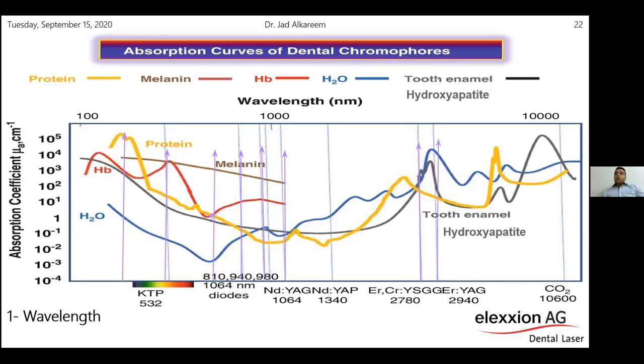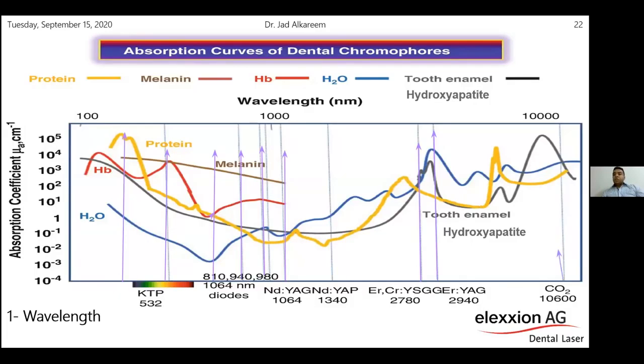Then we go to the erbium YAG, and the erbium YAG is, I can say, similar to the erbium chromium YSGG, except that it produces a higher temperature in the tissue. So when you apply it on the hard tissue, it will generate higher temperature compared to the erbium chromium YSGG. It also has a very high absorption into the water, hydroxyapatite, and protein. So that means this laser is also going to target the hard tissue.